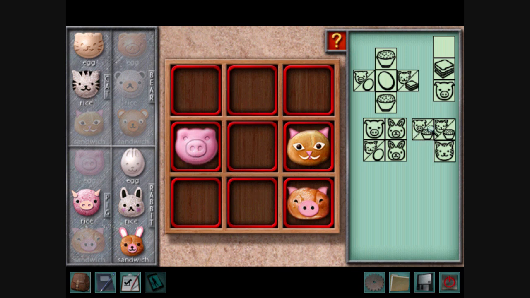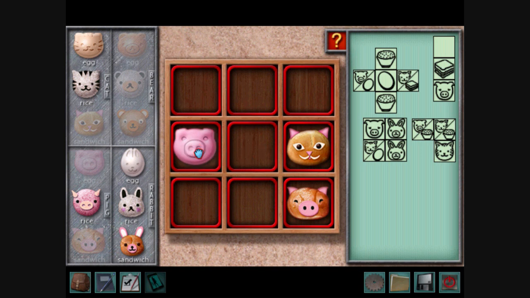Alright, so let's take a look. Where is that final pig going to go? The pig rice is going to be somewhere here, then cat rice, and then some sort of cat. But it could also be like this. Tricky, tricky, tricky.